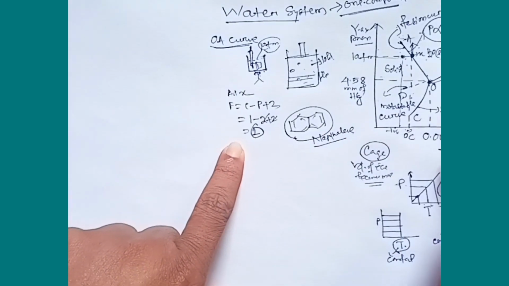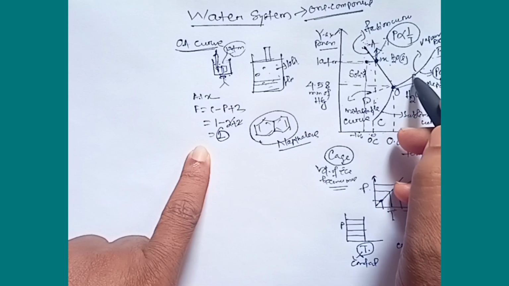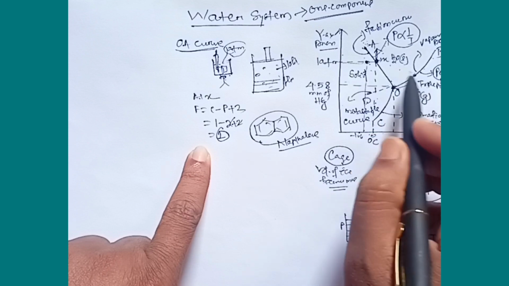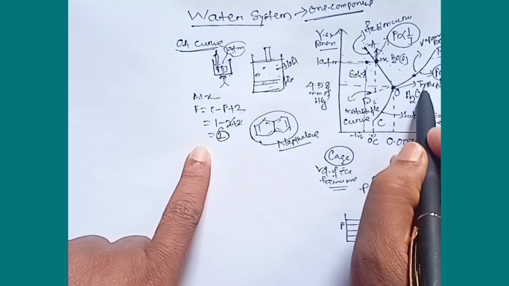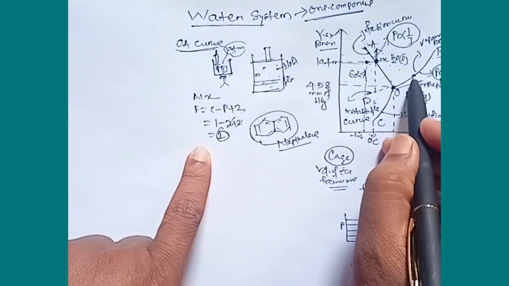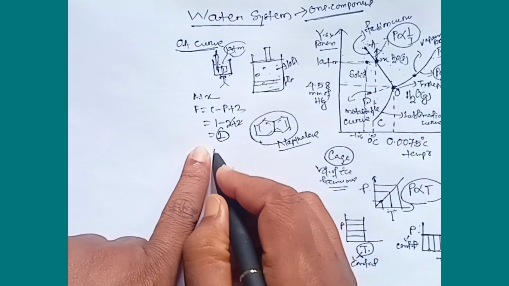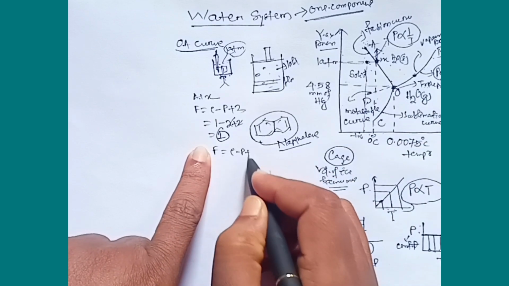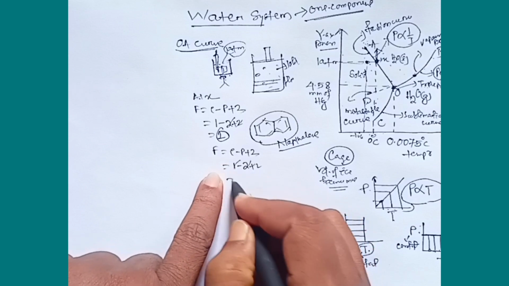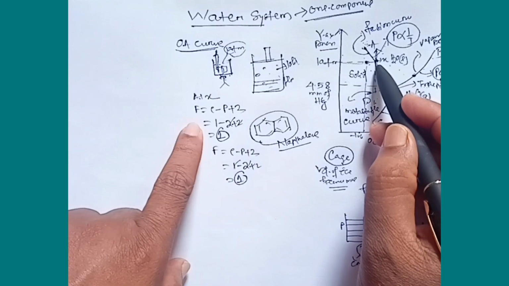Similarly, if we take the curve OB, at this point liquid water is being converted to vapor state. So here also we observe water in two states, one is liquid, the other is vapor. Similarly F will be C minus P plus 2, components 1, phase 2, plus 2, which is 1. So in this case, the degree of freedom is 1.